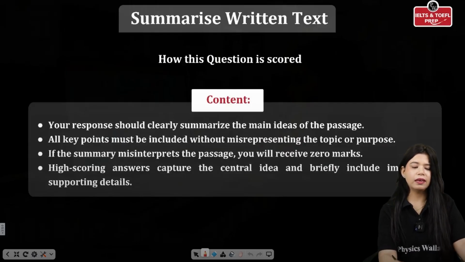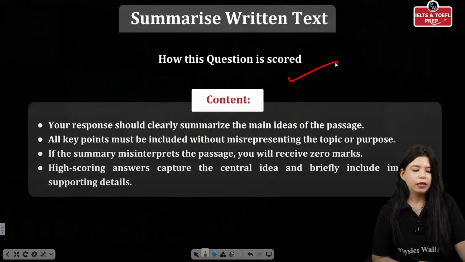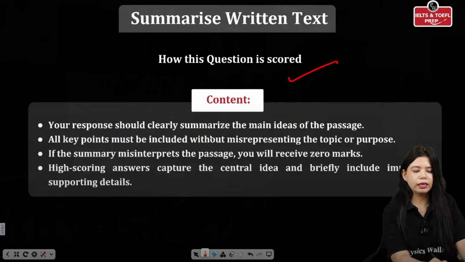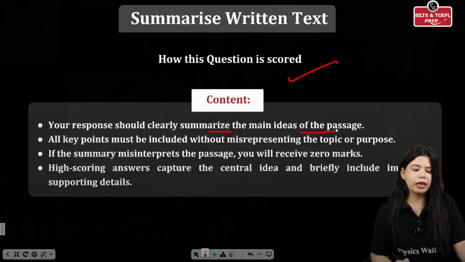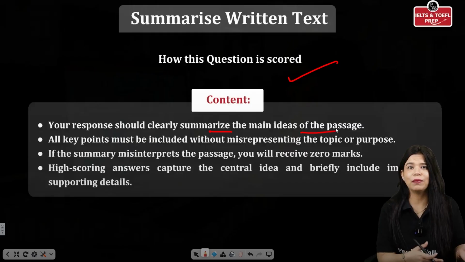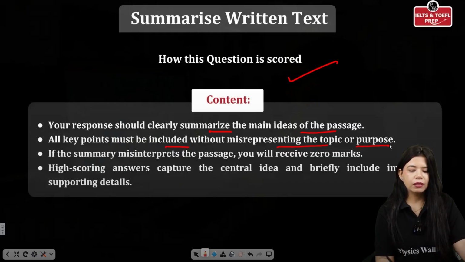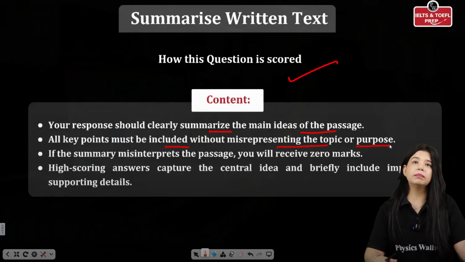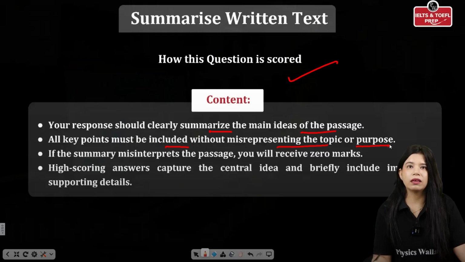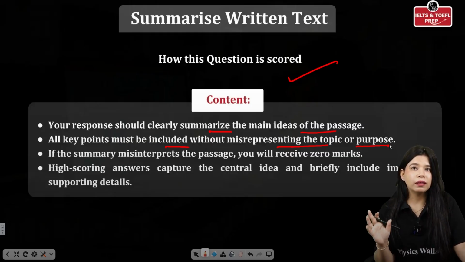Moving on, let's understand how this question is scored. Number one, you will be scored on the content. So that means your response should clearly summarize the main ideas of the passage. You cannot write anything. It should be something from the passage only. All key points must be included without misrepresenting the topic or purpose. That means if the meaning goes haywire, if the passage is saying one thing but your summary is saying another thing, then that will put your score in trouble.